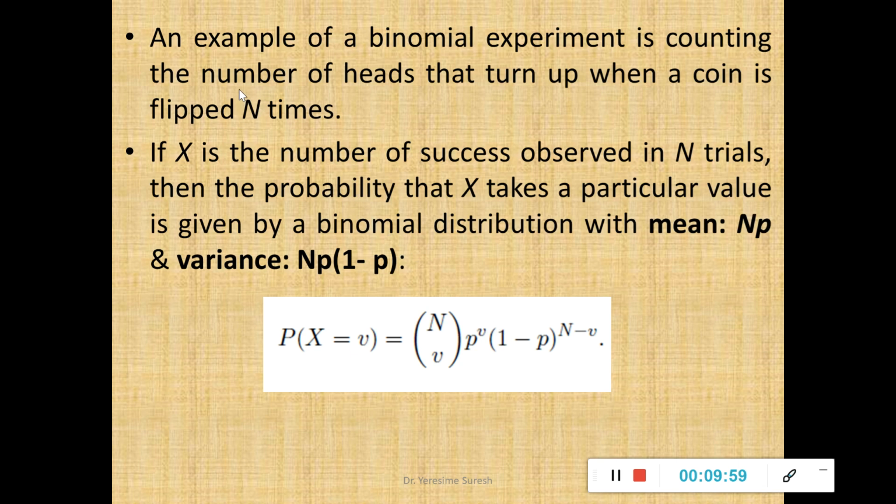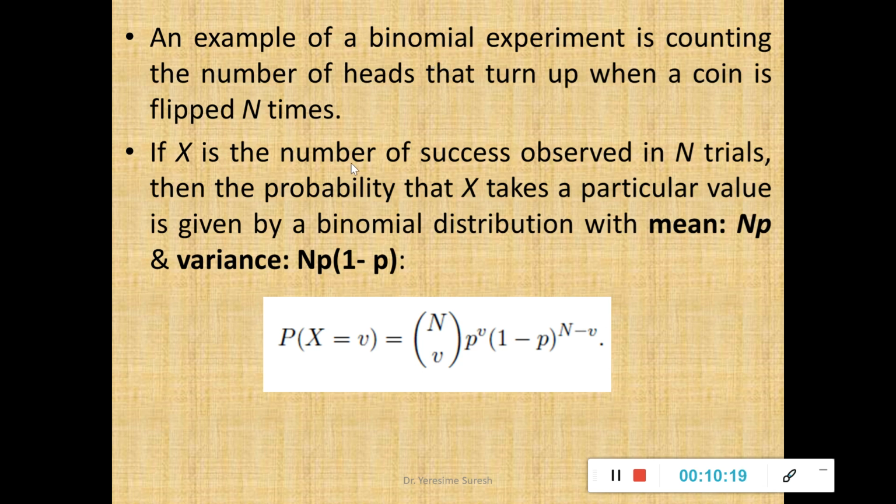So moving further, an example of a binomial experiment is counting the number of heads that turn up when a coin is flipped n number of times. That means I am considering an event wherein I flip a coin and count how many times head turns up when I flip it n number of times.